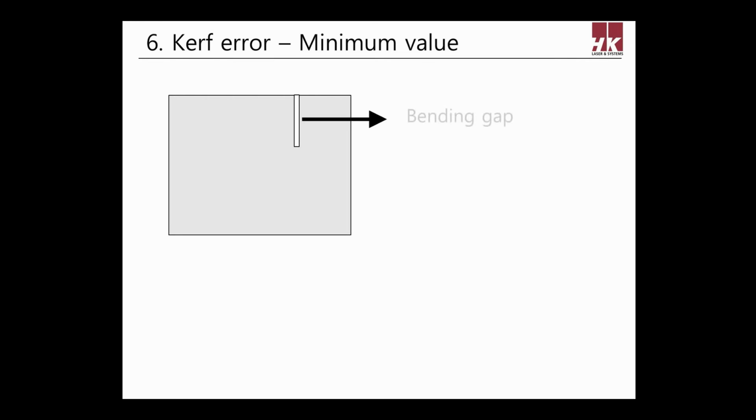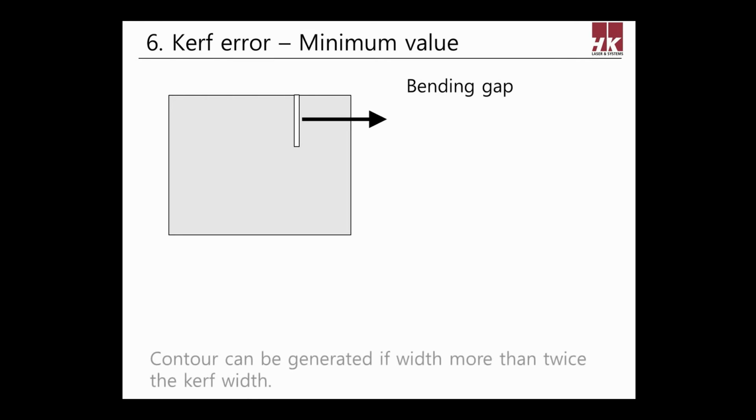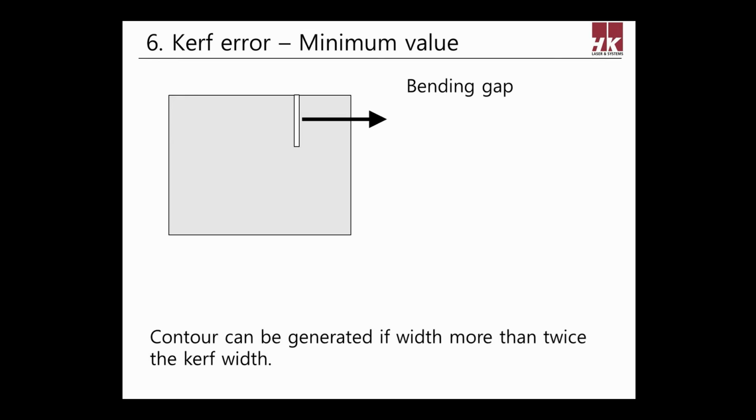There's a case where the drawing has a bending gap for bending work. In that case, if the bending gap is narrower than the beam diameter, the laser beam cannot move in and out, so the machine will stop with a kerf error. To solve this, just draw the bending gap more than twice the beam diameter.